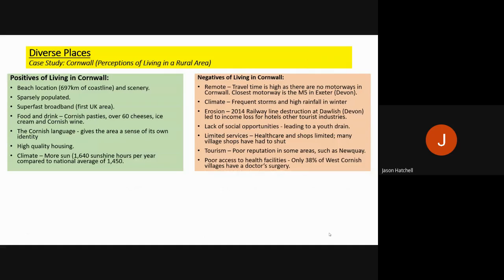There's limited services too. Tourism has a poor reputation in the summer in this area. It makes the area very busy, very loud, in places like Newquay particularly. And there is poor access generally to healthcare facilities. Only 38% of West Cornish villages have a doctor's surgery. So there are the positive and negative views of living in Cornwall.